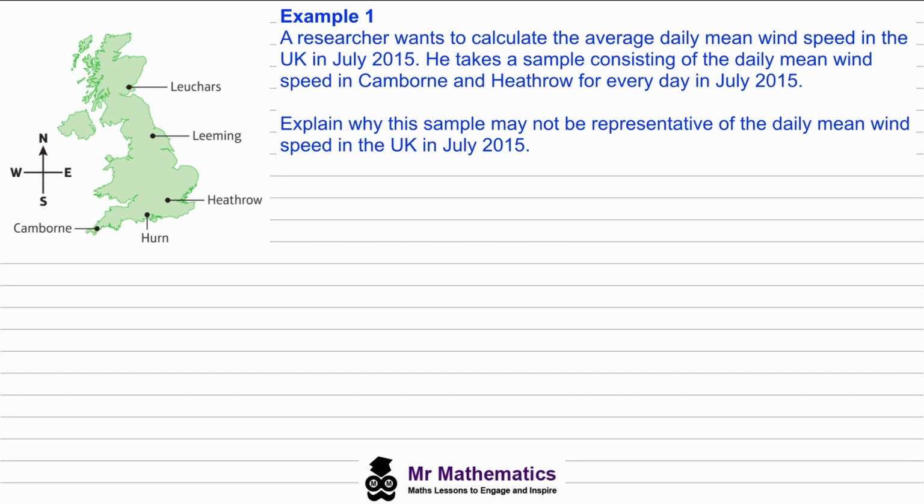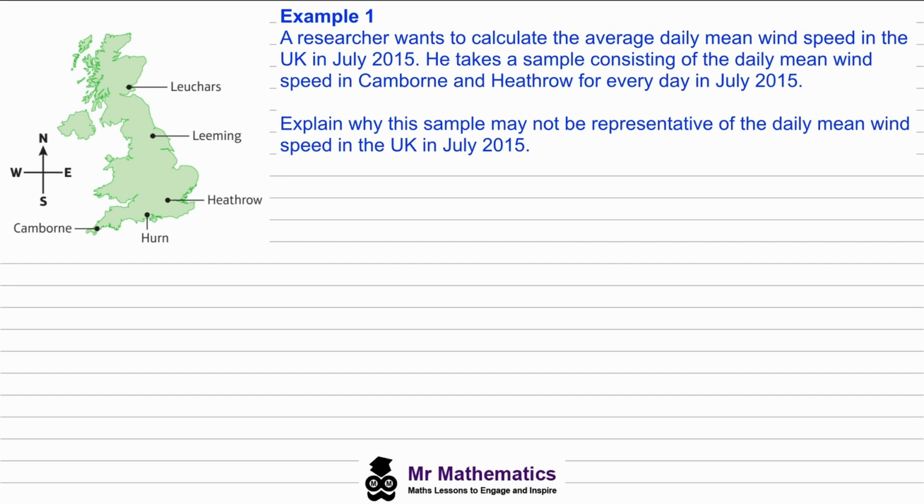Okay, so in our first example, we're told that a researcher wants to collect the average daily mean wind speed in the UK in 2015. He takes a sample consisting of a daily mean wind speed in Camborne and Heathrow for every day in July 2015. Explain why this sample may not be representative of a daily mean wind speed in the UK in July 2015.